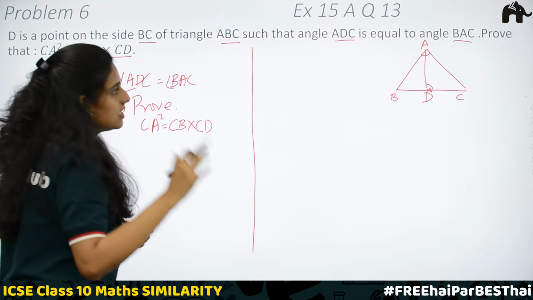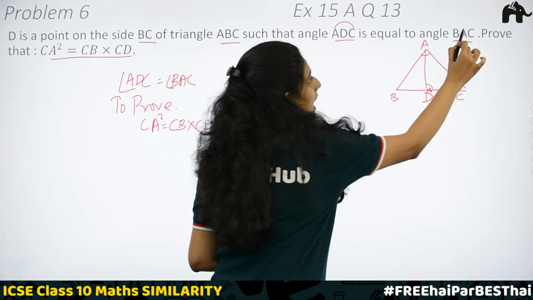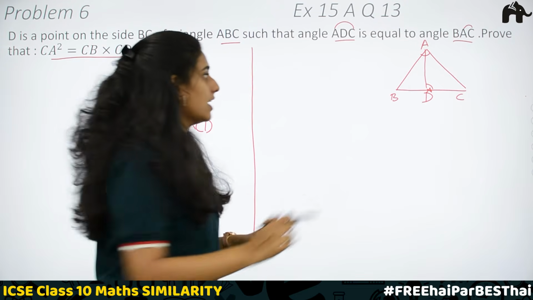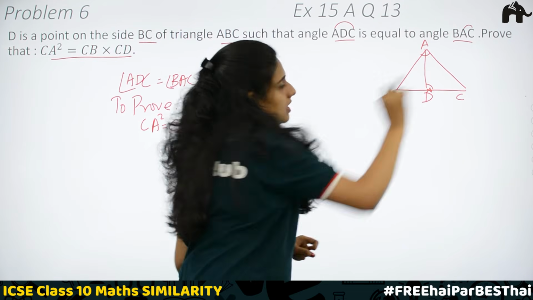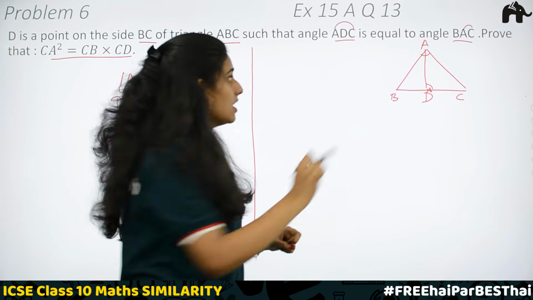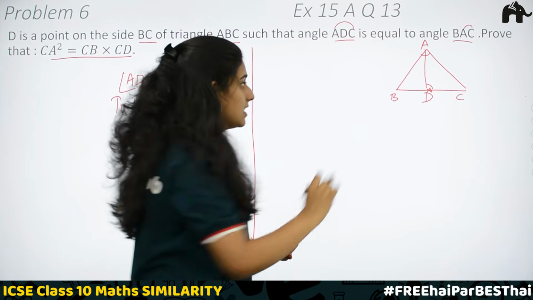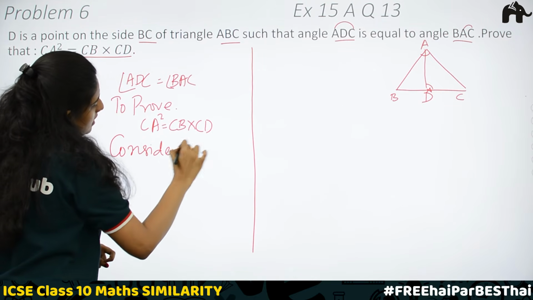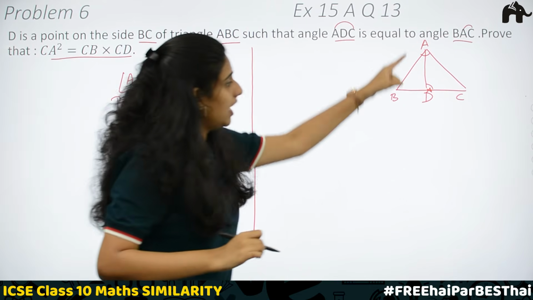Here we have to consider two triangles such that AC is a part. Here we have AC. Here also we have AC. So AC should be a part of the triangles considered. Then which are the triangles? We can take triangle ABC and triangle ADC. It is given that these two angles are equal. So A should come in the middle and D should come in the middle when we consider the triangles. Consider triangle BAC and triangle ADC.